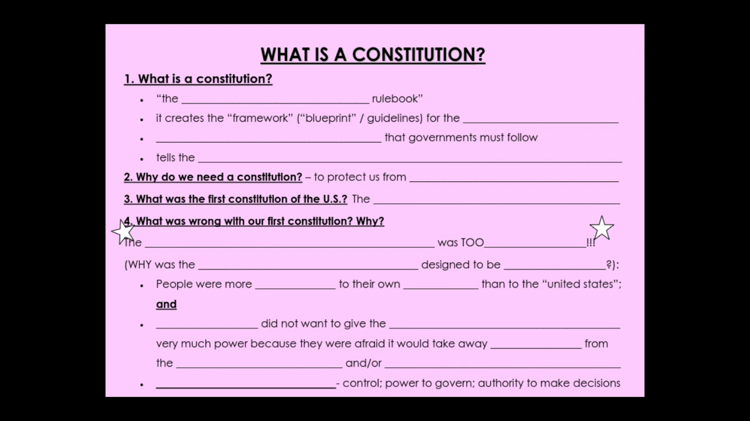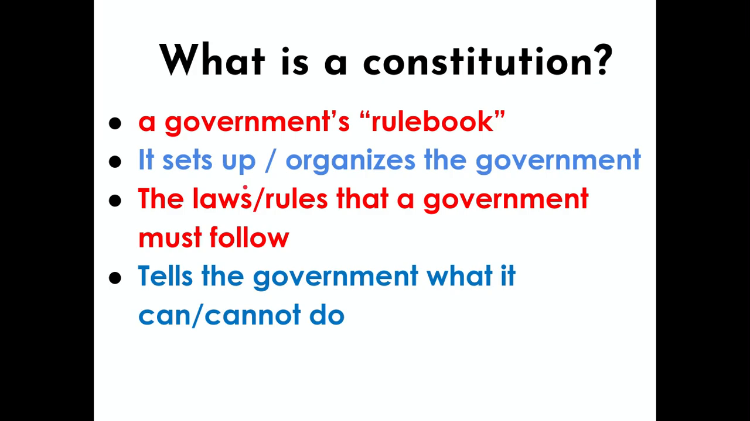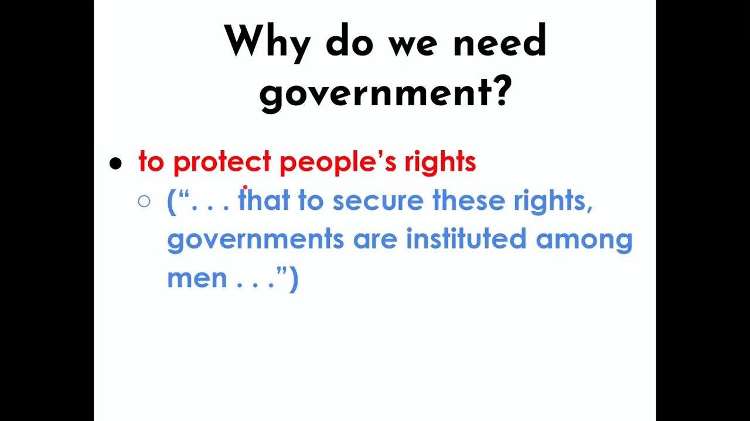Number 2, why do we need a constitution? Well, let's back up for one second. Why do we need a government? As you recall, we need a government to protect people's rights. And you know that because in the Declaration of Independence, it said, "We hold these truths to be self-evident, that all men are created equal, and they are endowed by their Creator with certain unalienable rights, and among these are life, liberty, and the pursuit of happiness."